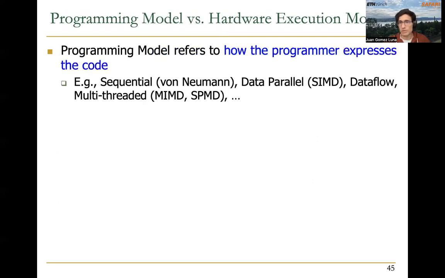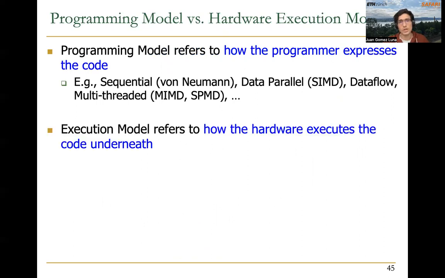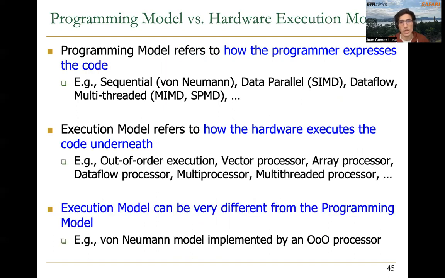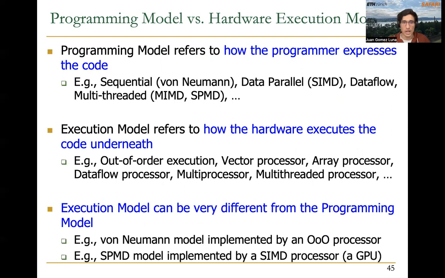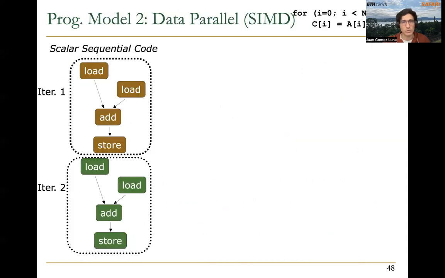So programming model, just to recap, refers to how programmers express the code. Execution model refers to how the hardware executes the code underneath. And they can be very different. And one example are GPUs.